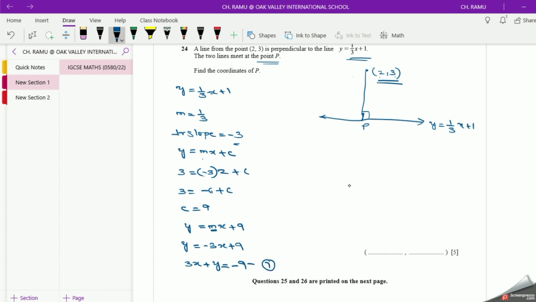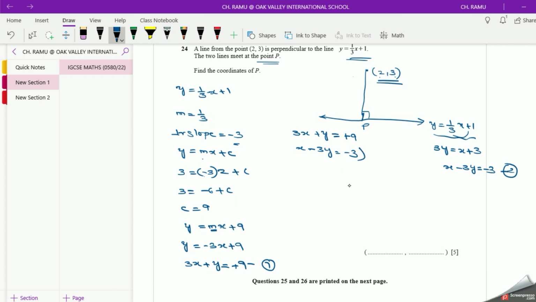Equation number 1. Already we have an equation. So 3 into y, 3y is equal to x, 3 ones are 3. That is what you will get: x minus 3y is equal to minus 3. Equation number 2. Now solving these two equations, 3x plus y is equal to 9, sorry, this is plus 9, and x minus 3y is equal to minus 3.